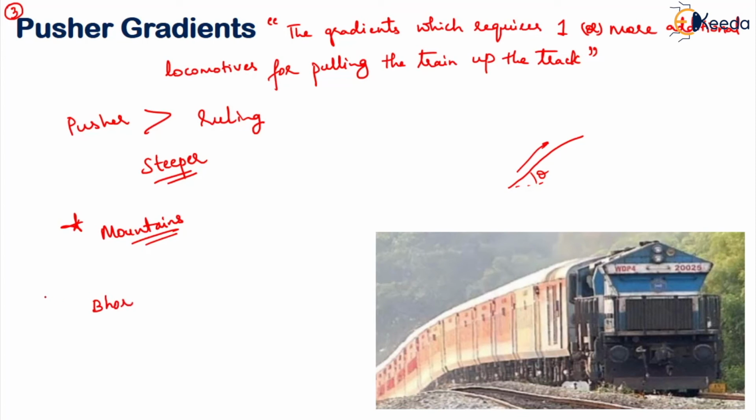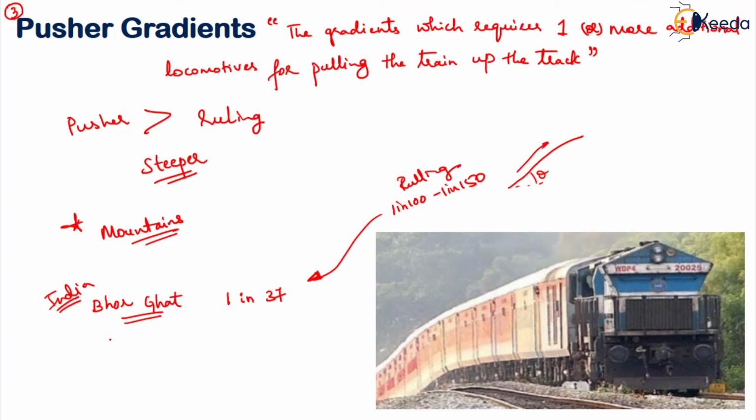In India, if you want an example, it is in the Bhor Ghat, that is, between Pune and Mumbai, where you have a ghat with a pusher gradient having a slope of 1 in 37. So if you compare it with your ruling gradient, how much is the general ruling gradient in hilly areas? We just now studied, it's 1 in 100 to 1 in 150. So if you observe, it is almost 3.5 times steeper when compared to your normal ruling gradient, right?